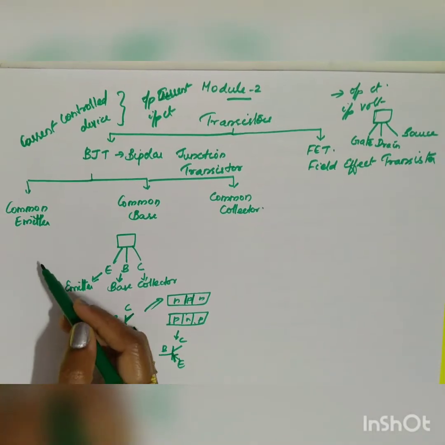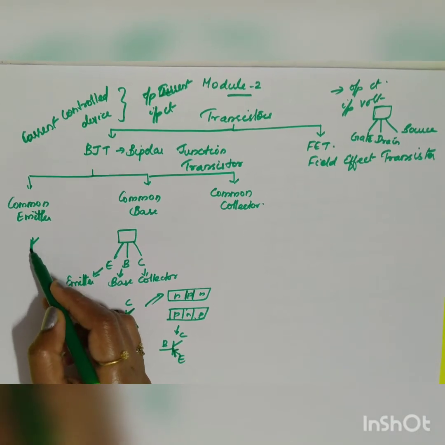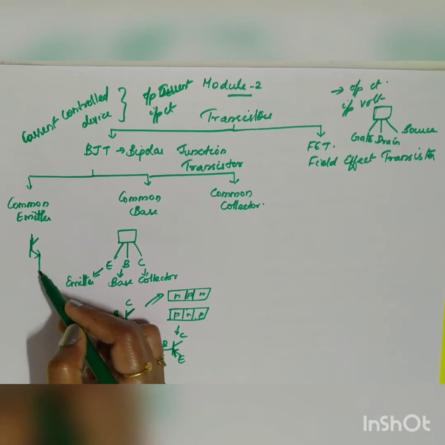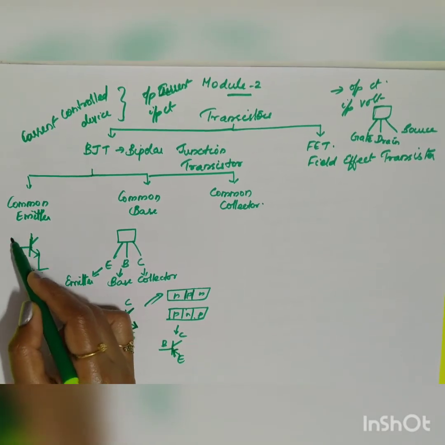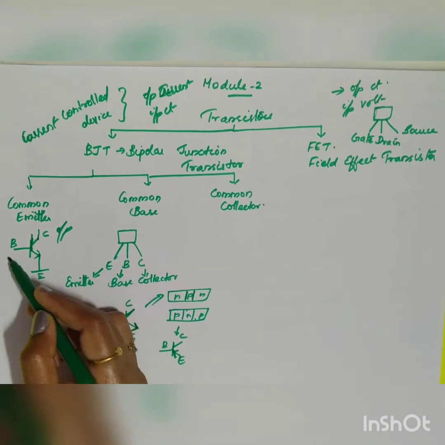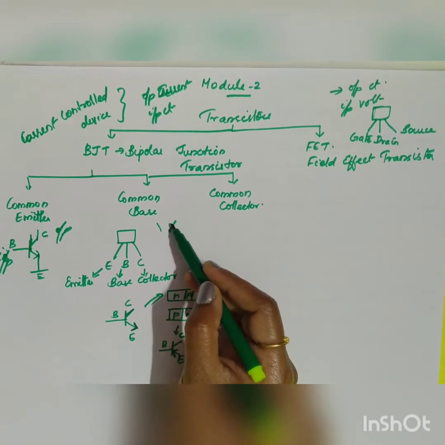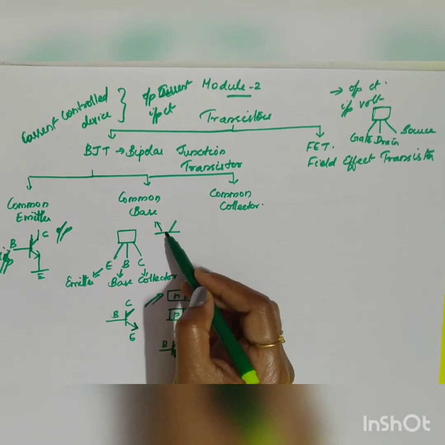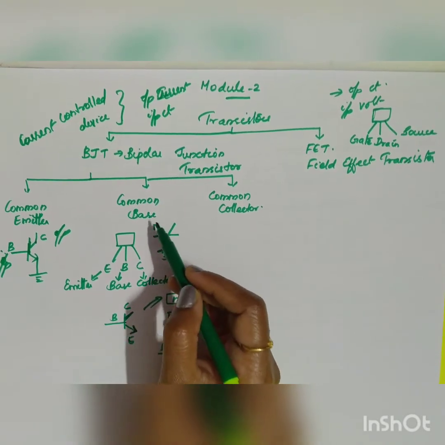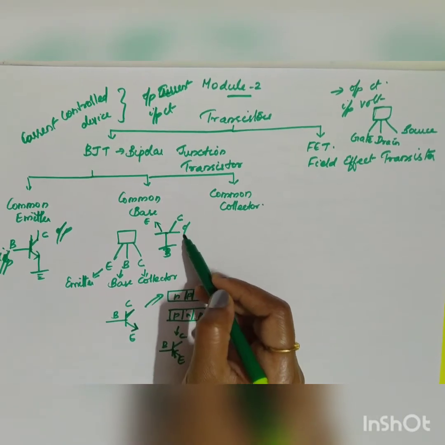In the case of common emitter configuration, your emitter will be grounded. Let me take the NPN configuration. The emitter will be grounded, the input is your base and the output is going to be your collector. In the case of common base configuration, your base will be grounded. That is, the base is common to both emitter and collector. Your emitter is going to be your input and your collector is going to be your output.